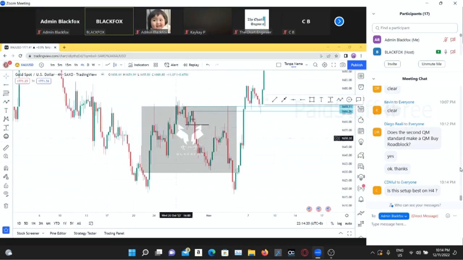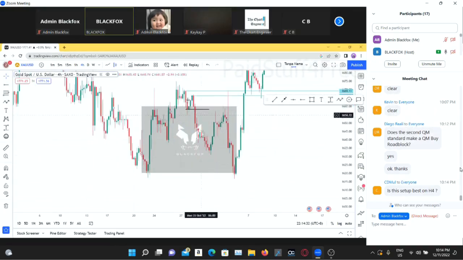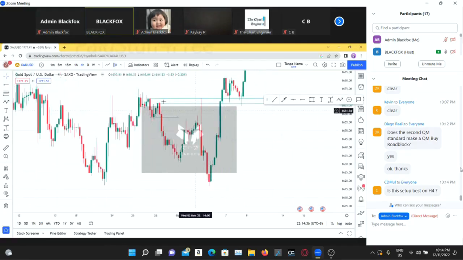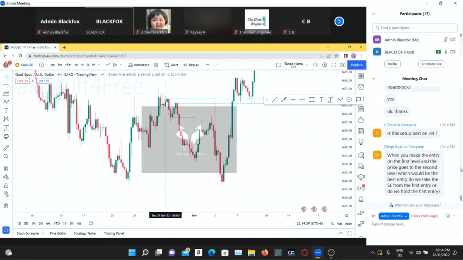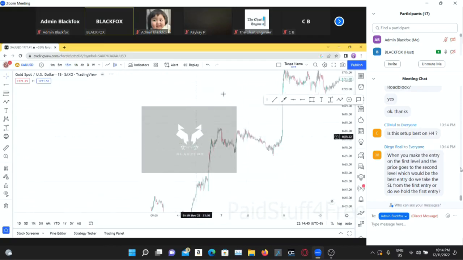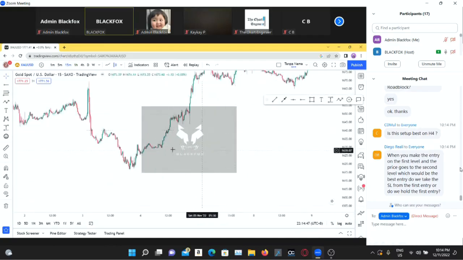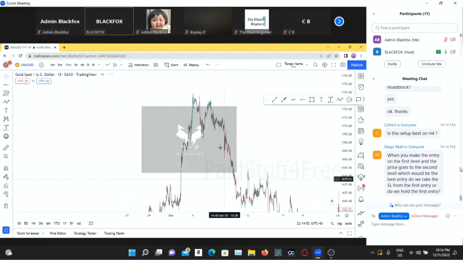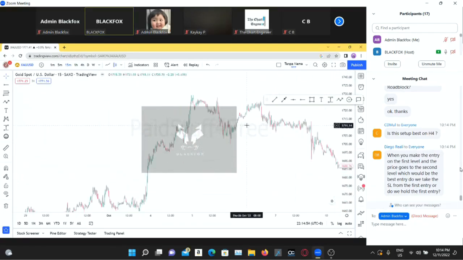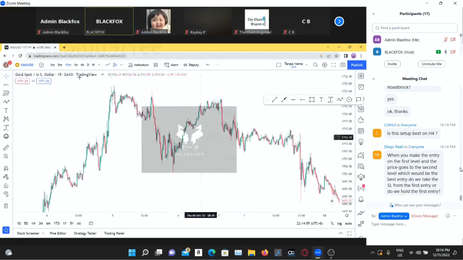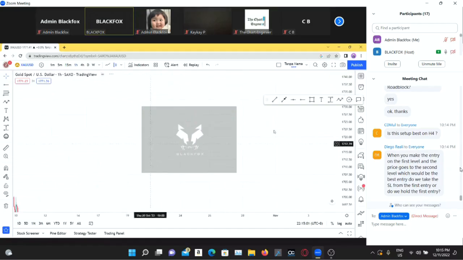If you use a higher time frame, use H4. If you like to use a lower time frame, you also can. So for example, I find an example here. I will find my entry first. Okay, just like this. Later I will share with you my entry at this level.